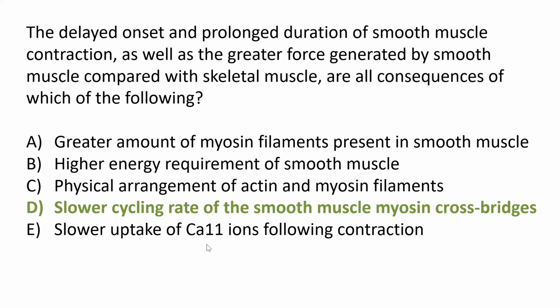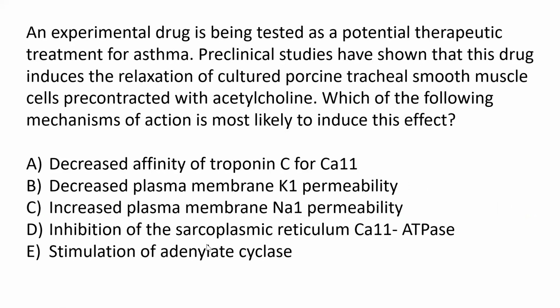Okay, now this is another question. Which of the following mechanisms of action is most likely to induce this effect? Let's read the question. An experimental drug is being tested as a potential therapeutic treatment for asthma. The preclinical studies have shown that this drug induces relaxation of cultured porcine tracheal smooth muscle cells pre-contracted with acetylcholine. Which of the following mechanisms causes the effect?